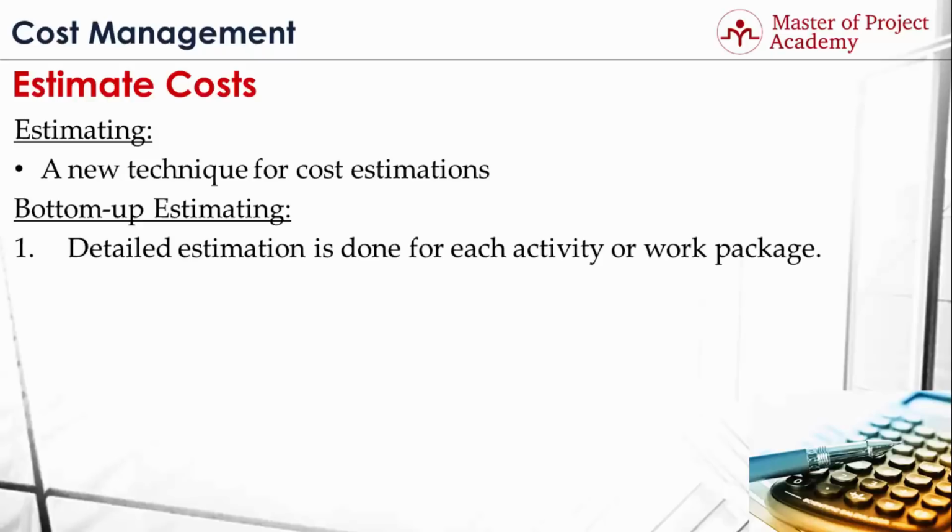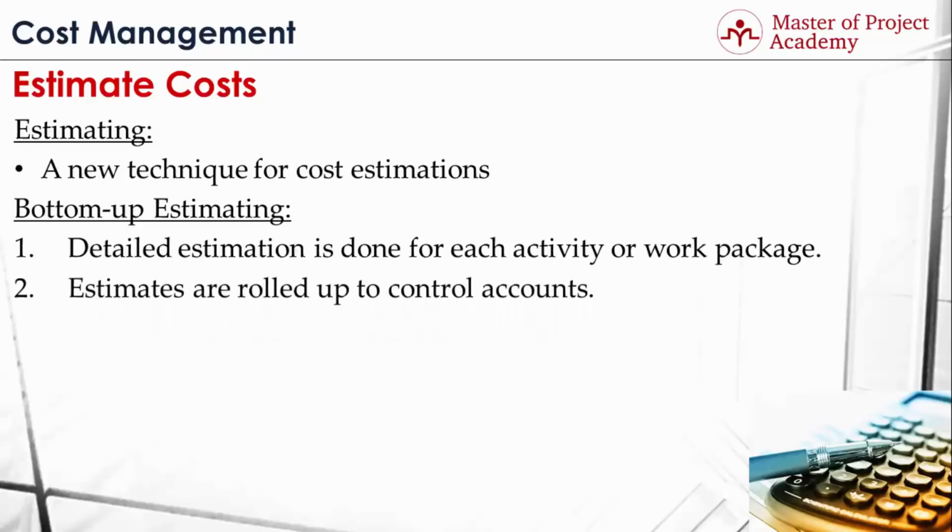After each activity or work package cost is estimated, estimates are rolled up to control accounts. Several pieces of work and work packages constitute a control account, if you remember from our work breakdown structure lectures. Therefore, costs of each activity or work package will be summed up to find the total cost of a control account. The third and the last step in bottom-up estimating is that costs of control accounts are rolled up to the overall project estimate.